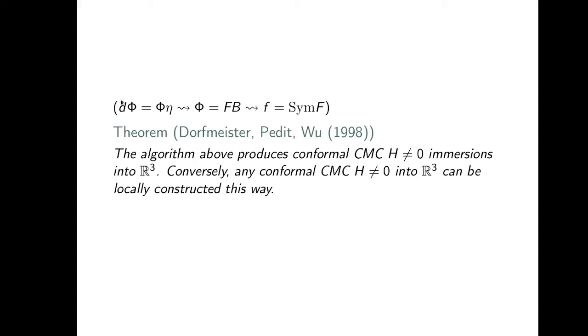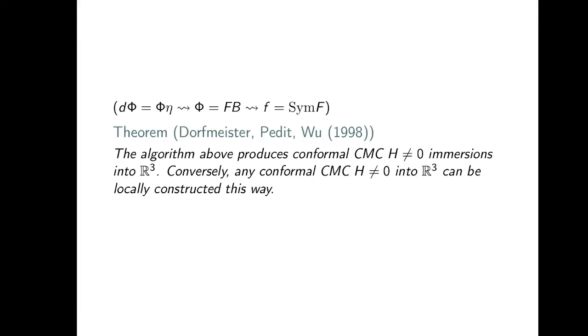Let me summarize. The first step is to solve d phi equals phi eta. The second step is to perform an Iwasawa decomposition of phi into fb. And the third step is to apply the Sim-Bobenko formula. The theorem giving its name to the DPW method is the following. The algorithm above produces conformal constant mean curvature immersions into R3, the mean curvature being the number h that you chose in the Sim-Bobenko formula.